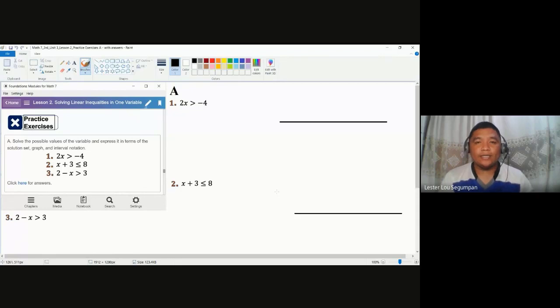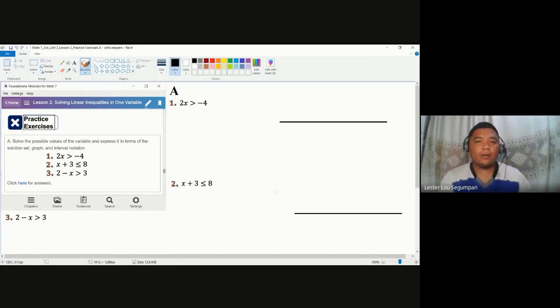Good day, everyone. This video will talk about the process of solving linear inequalities. And again, we need to connect it to the presentation of the solutions in three different forms. So in the previous video, we were able to learn about those three forms. Right now, we're going to combine it with the solving process.